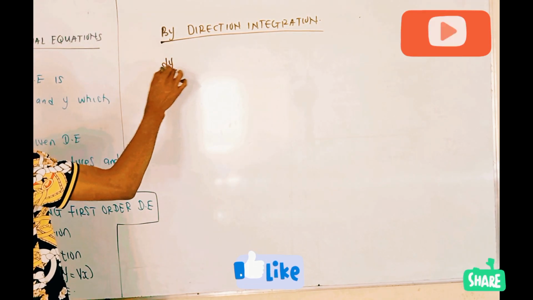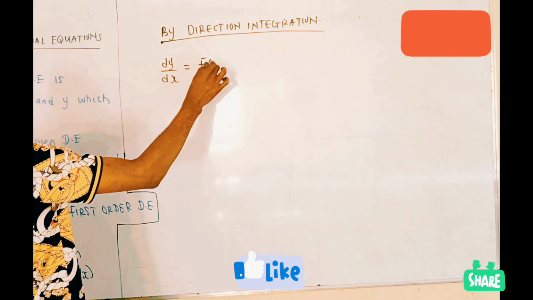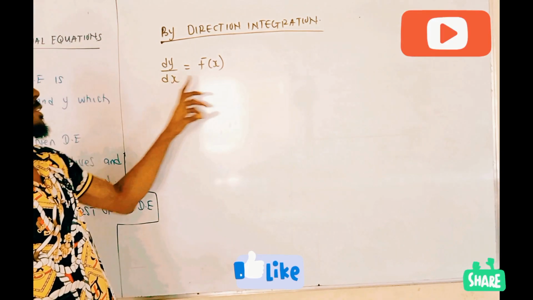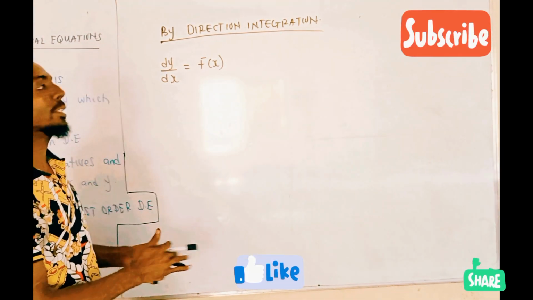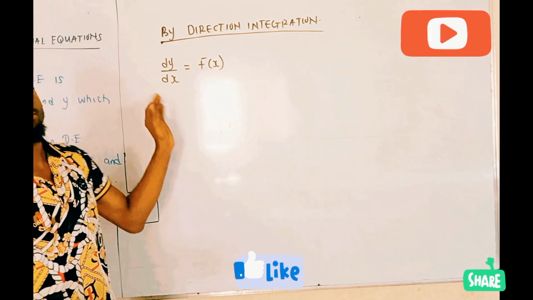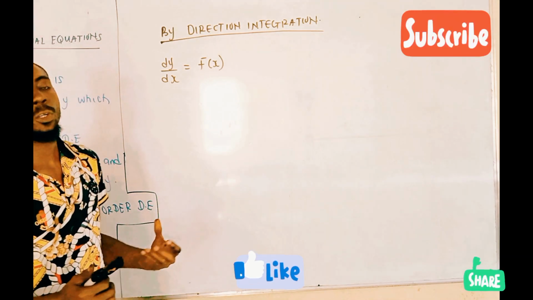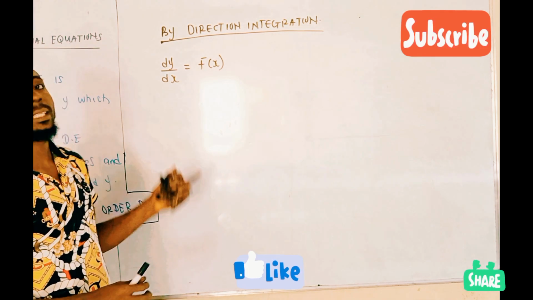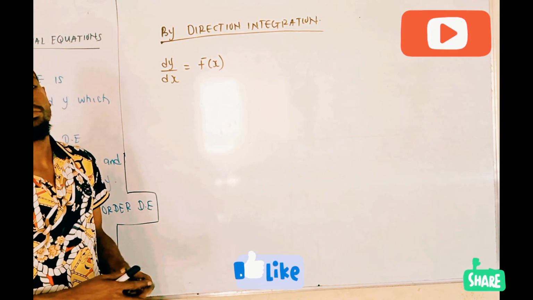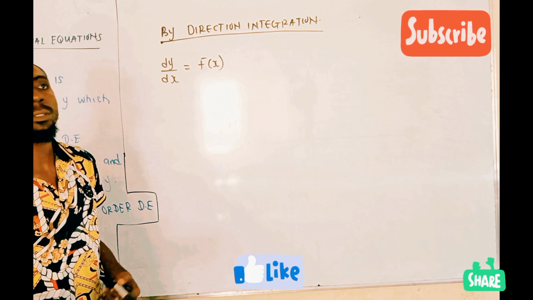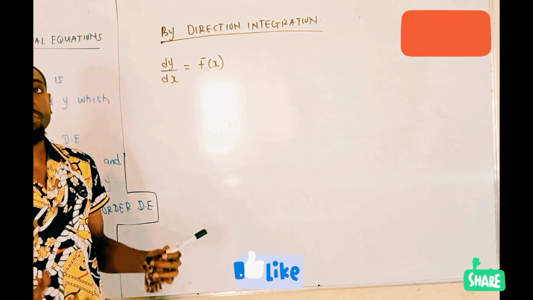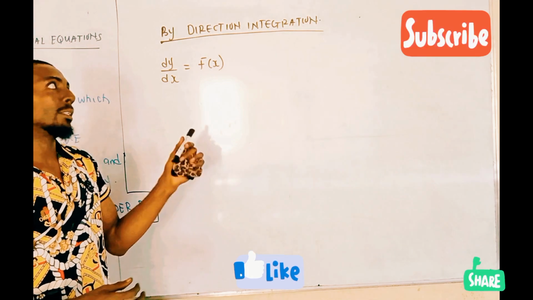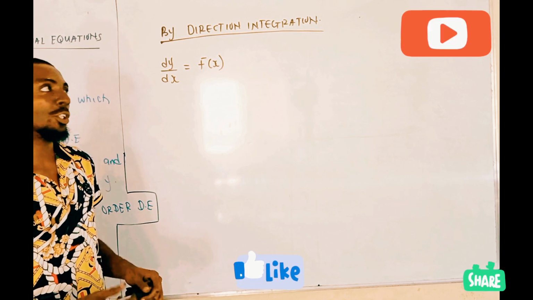dy by dx equal to f of x. So any equation that can be written in the form dy by dx equal to f of x, where we have a function of x on the right hand side and the derivative on the left hand side, can be solved using direct integration. Sometimes you won't see it exactly this way, you can see it in some other form, but if you are able to transform the equation to be in this form, definitely the only method that will work is direct integration.